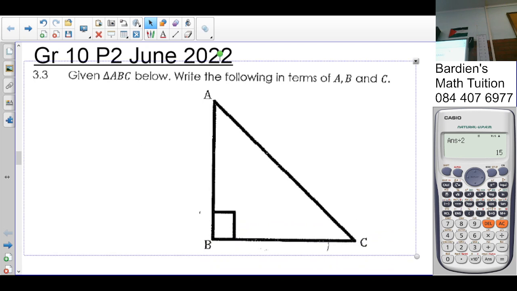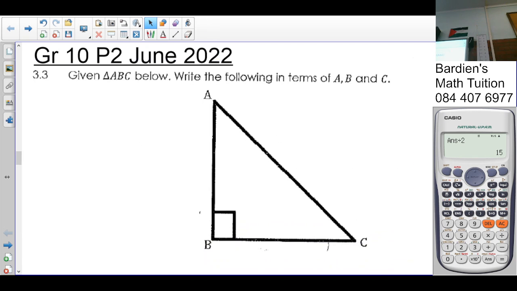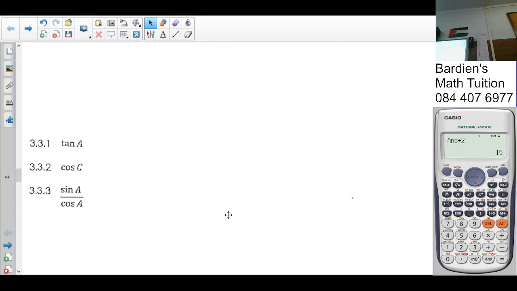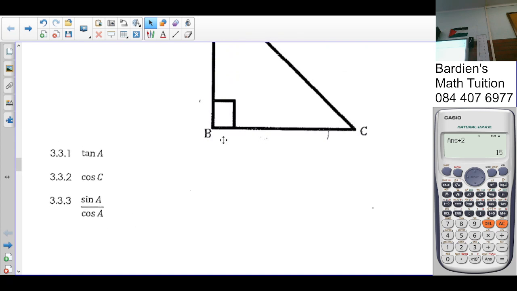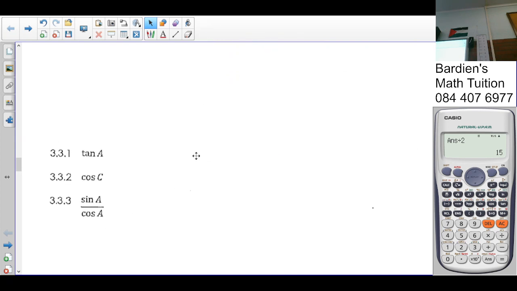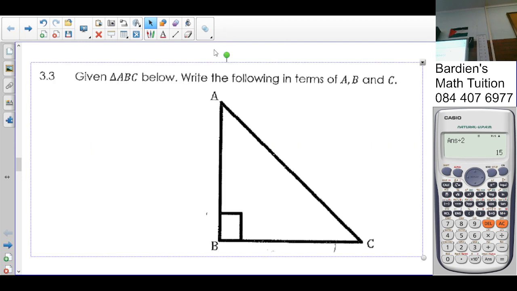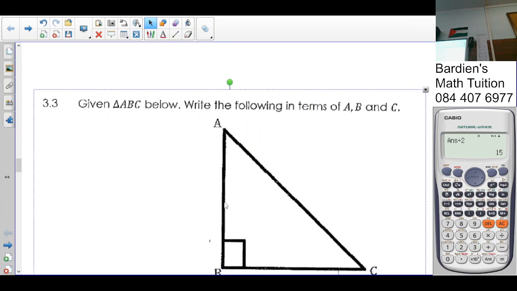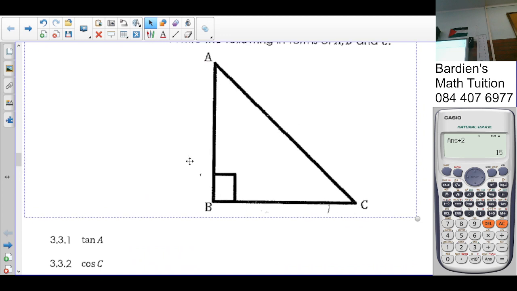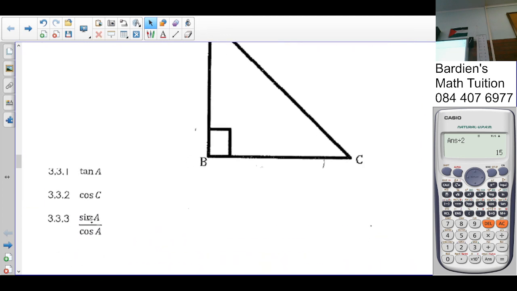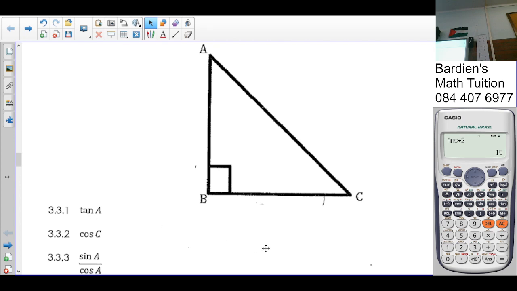3.3, the question says, given a triangle ABC below, write the following in terms of A, B, and C. So the first question was for tan of A.